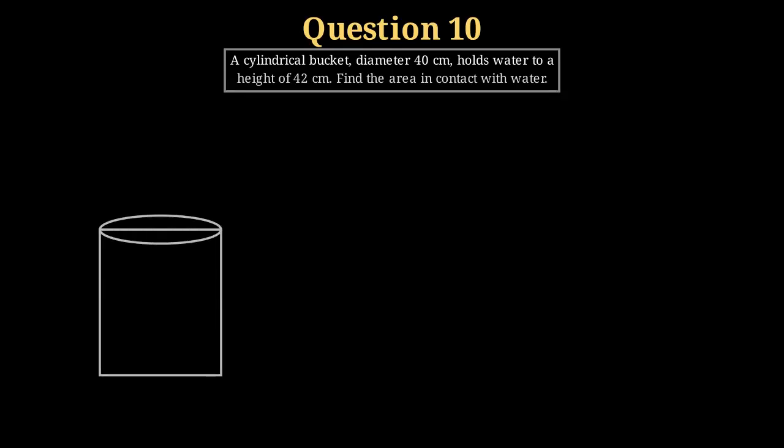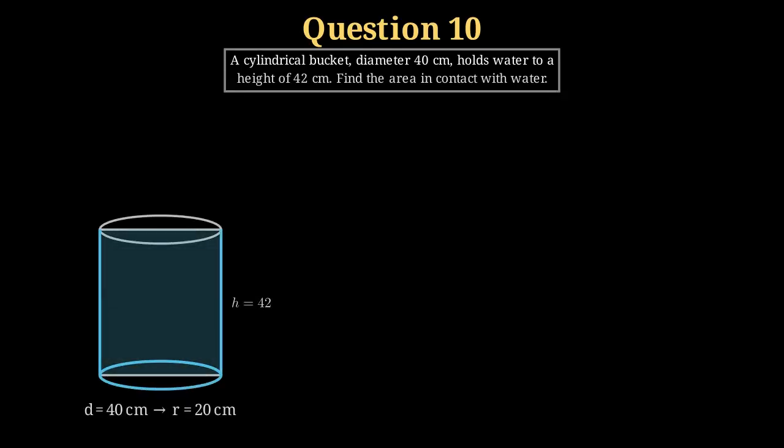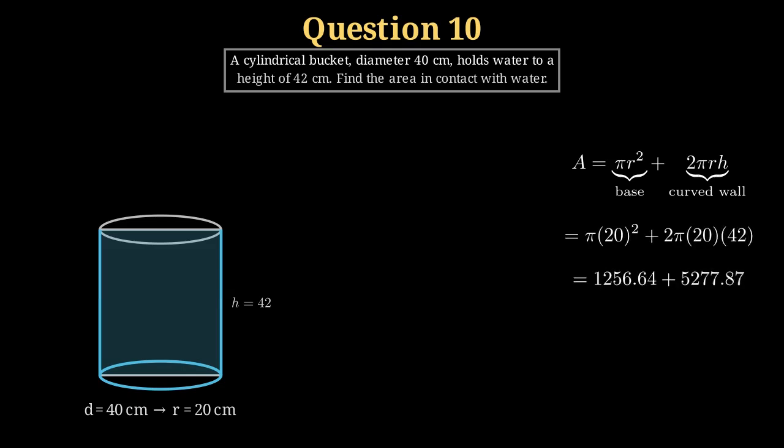The water touches the flat circular base at the bottom and the curved wall all the way around, up to the water height. The top is open, so we do not count it. First, the diameter is 40, so the radius is 20. So the area is pi r squared for the base, plus 2 pi rh for the curved wall.